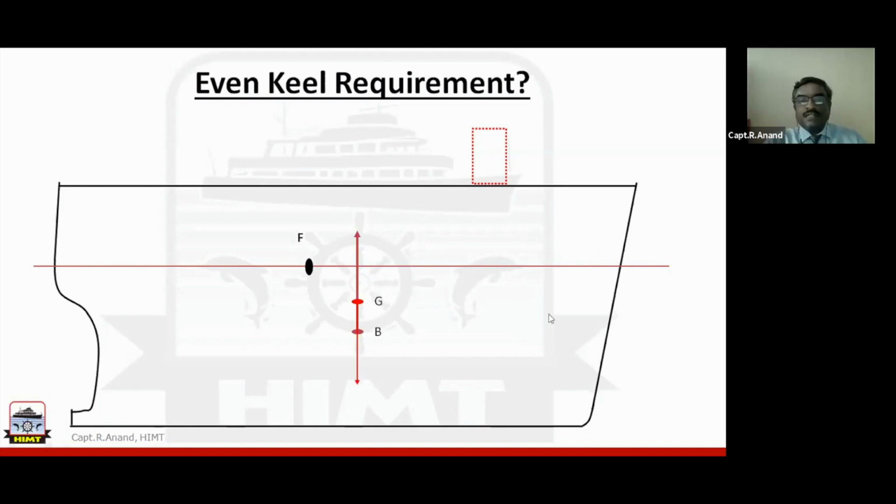Now, from this present condition, where the weight is in the forward part of the vessel, I'm going to shift this weight. As I said, present even keel, LCB is equal to LCG. Now, once I shift this weight, there is going to be a change in position. How does it happen?